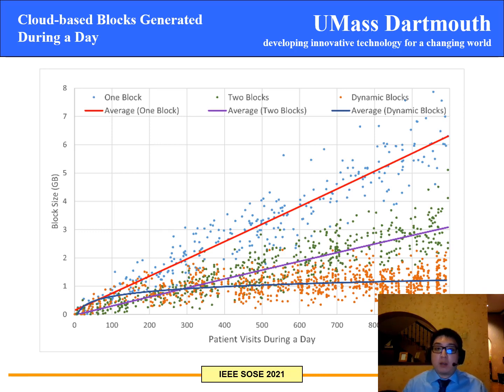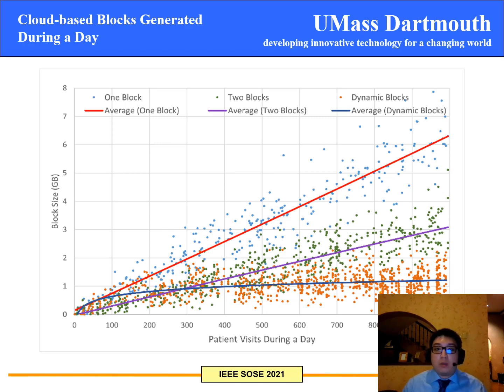The dynamic block approach produces a dynamic number of blocks per day based on the predicted number of daily patient visits. One block is created for every 200 additional patients predicted during that day. This means that only one block is created for a predicted 1 to 200 patient visits, 2 blocks for a predicted 201 to 400 patient visits, and so on.